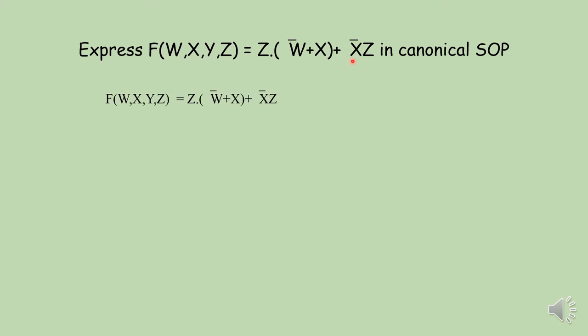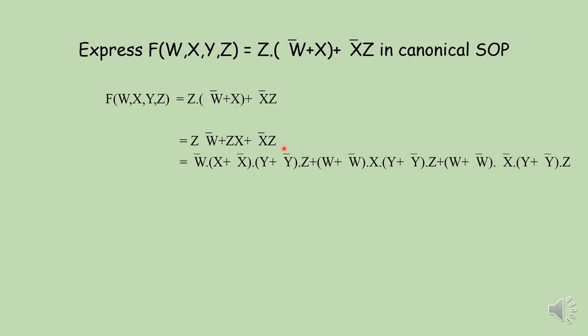Once again, we write the equation, that is z dot w bar plus x bar z. In the next line, we simply multiply z with w bar plus x. So, what we get here is z dot w bar plus zx plus x bar z. In this expression, we see that the x and y terms are missing here, the y and w terms are missing here, and the w and y terms are missing here.